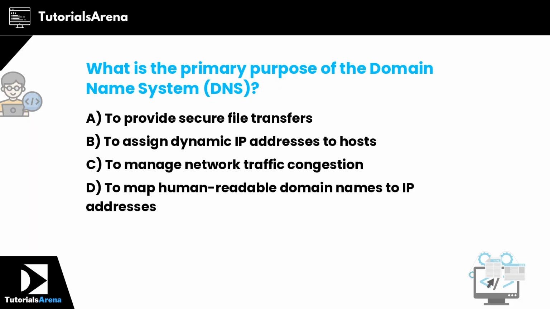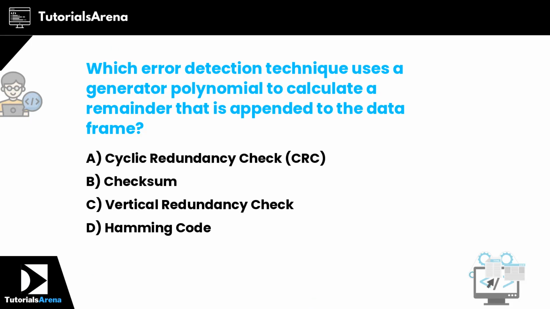What is the primary purpose of the domain name system, DNS? The correct answer is option D, to map human-readable domain names to IP addresses. Which error detection technique uses a generator polynomial to calculate a remainder that is appended to the data frame? The correct answer is option A, cyclic redundancy check, CRC.